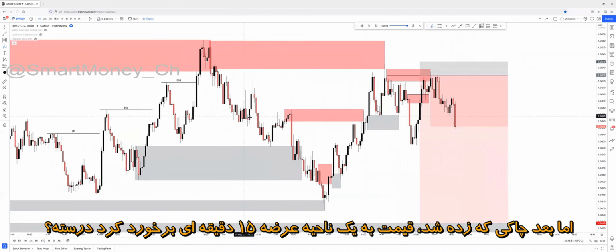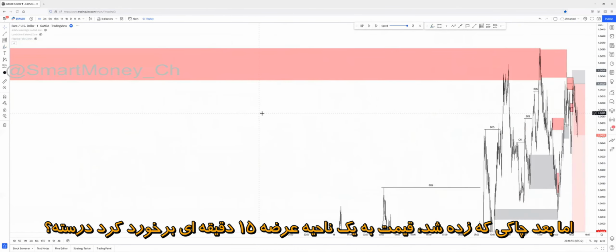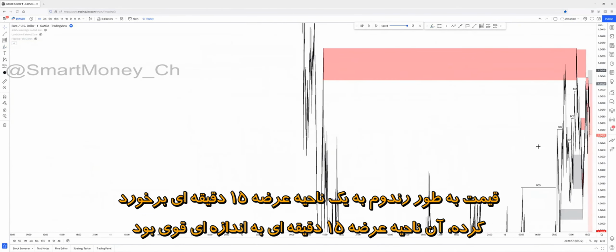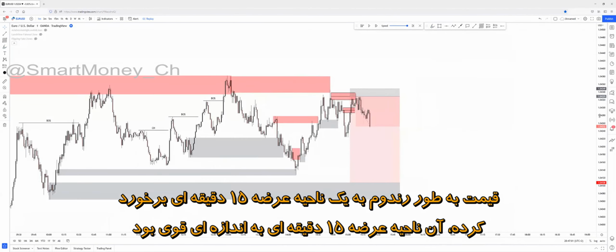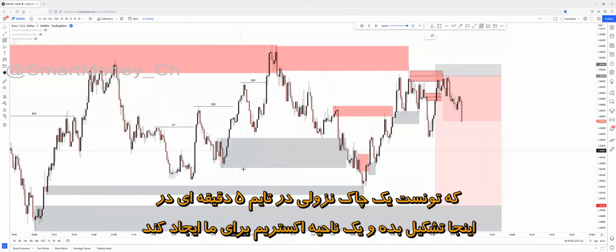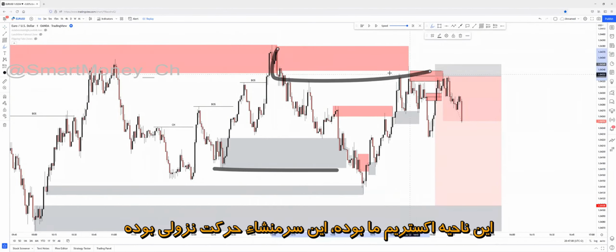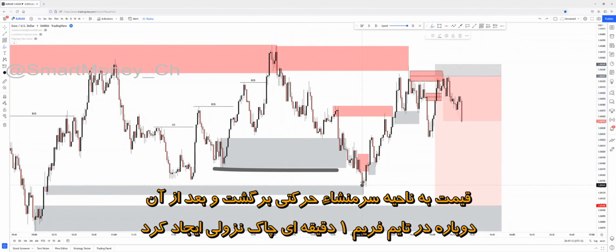But after the character change movement, price has stepped into a random 15-minute supply zone, right? That 15-minute supply zone was strong enough to build a character changing movement on the 5-minute chart to the downside and built up an extreme zone for us. There was an extreme zone that was the origin of the character changing movement. Price returned to the origin, and after a return to the origin of the character changing movement, it has changed character again on the 1-minute chart.